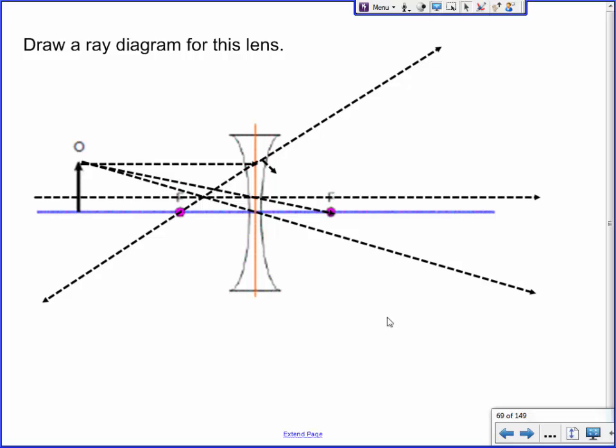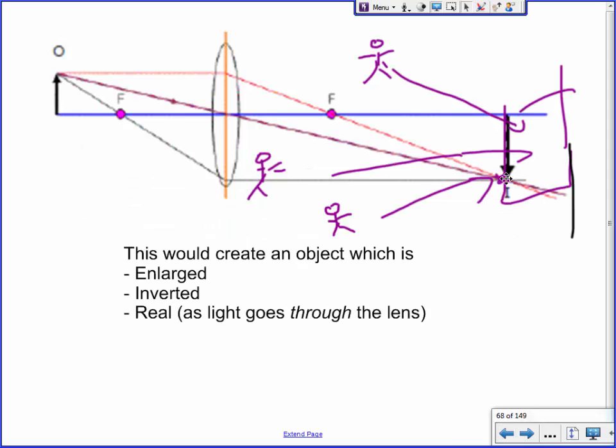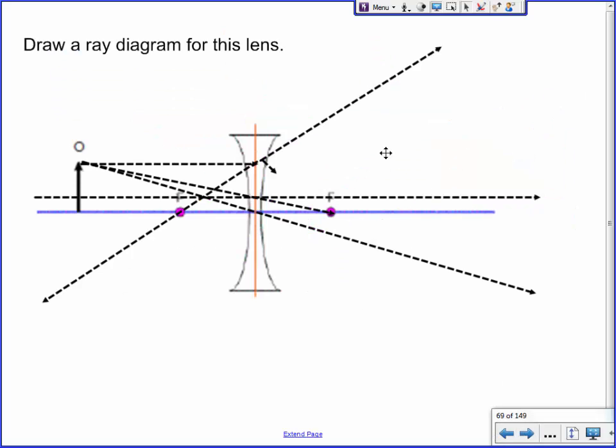Okay, you know how on the last example I did back here, see how they all converge at a single point? Are all of these rays right here converging on this side of the mirror at a single point?